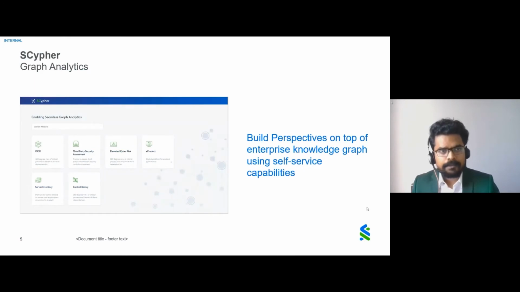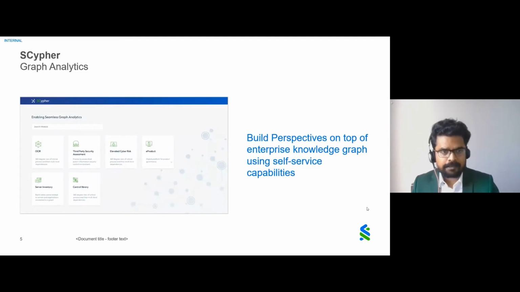So how do we accelerate the graph analytics for our business within Standard Chartered? This is how Cypher looks. It's not only one use case. Like I mentioned, we are constructing an enterprise knowledge graph more progressively. As and when we build the knowledge graph progressively, the graph is available to Cypher.